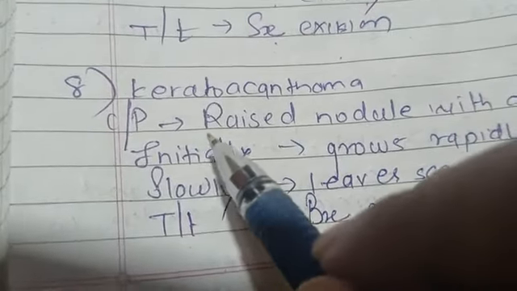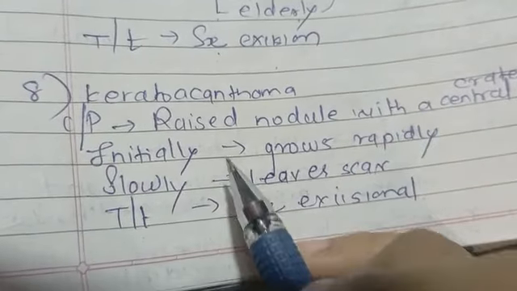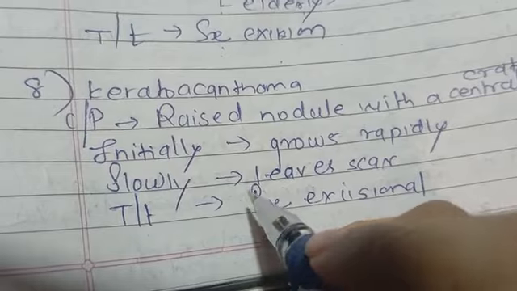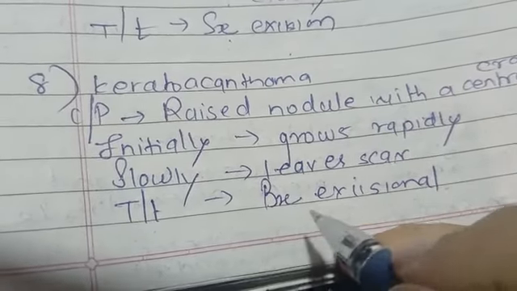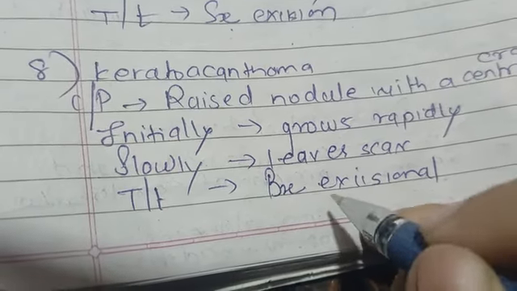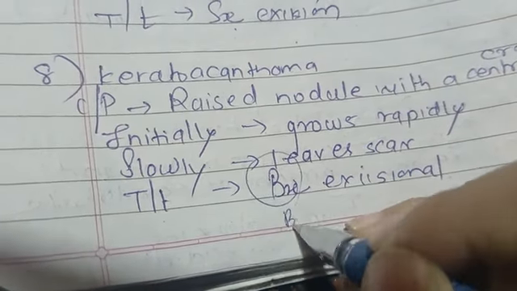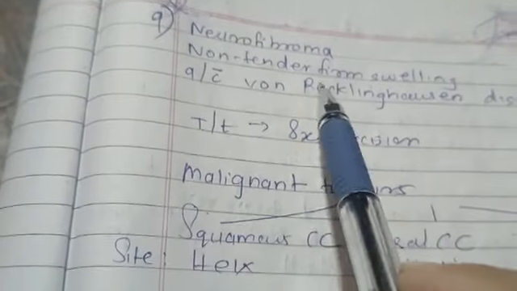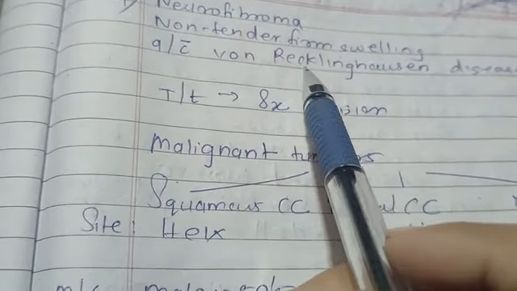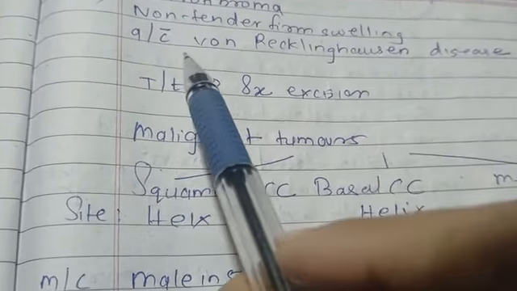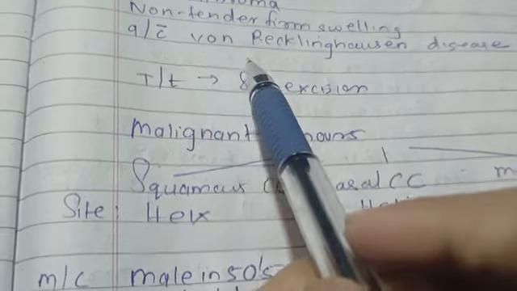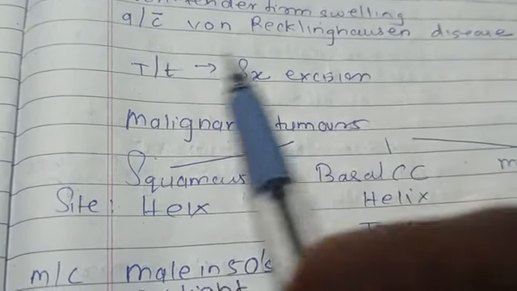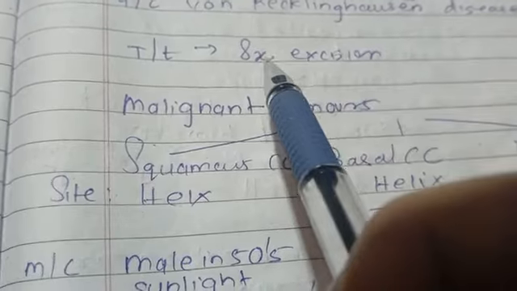Next is keratoacanthoma. Clinical presentation will be a raised nodule with a central crater. Initially it will grow rapidly and slowly it will leave a scar. Treatment being the biopsy, excisional biopsy. Next is neurofibroma. Neurofibroma is basically a non-tender firm swelling associated with von Recklinghausen disease, and treatment is basically surgical excision.